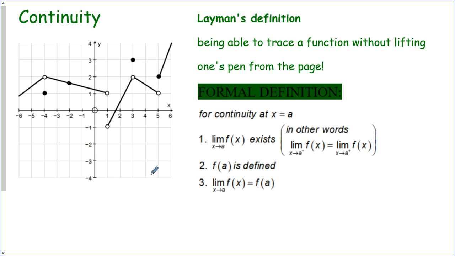Right, using that newfound knowledge, we are going to now talk about continuity. The layman's definition for continuity is being able to trace a function without lifting one's pen from the page. This one is clearly not continuous at a whole number of points. All right, the formal definition is for continuity at a point A, the limit as x approaches A must exist. In other words, our left and our right hand limits must exist and be equal to one another.